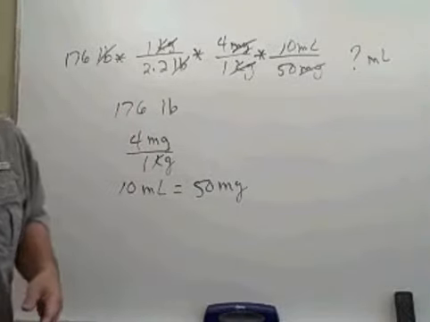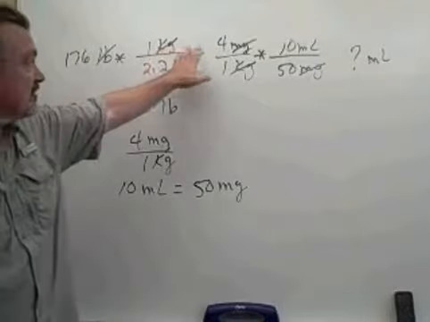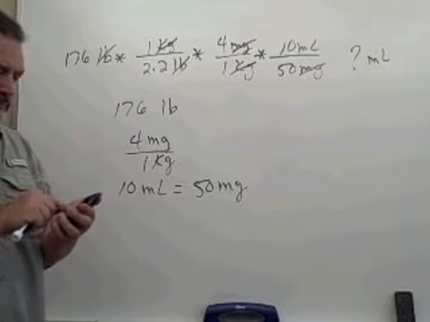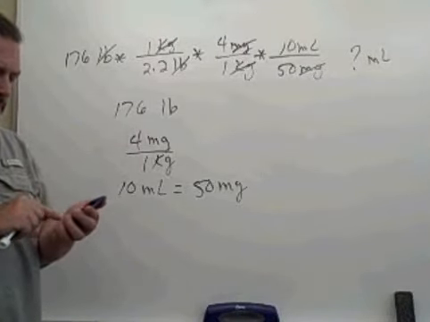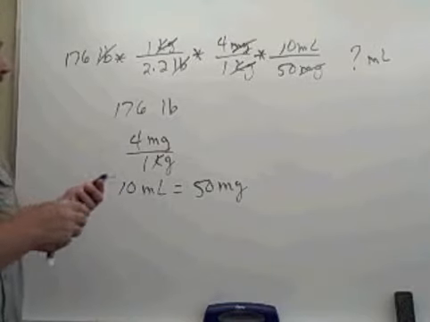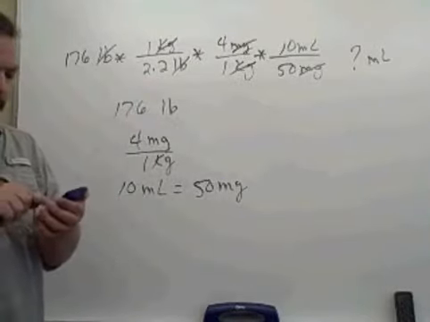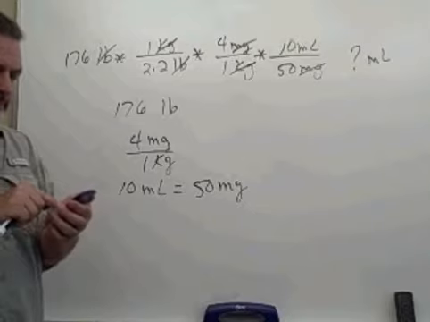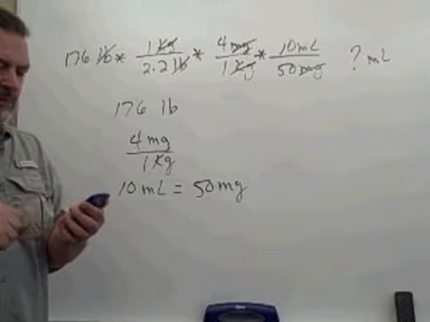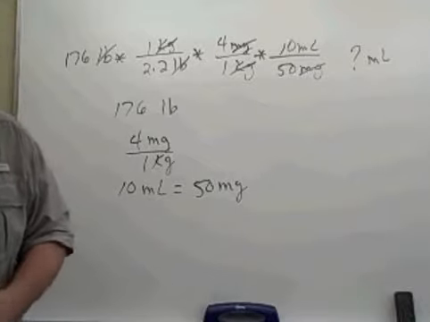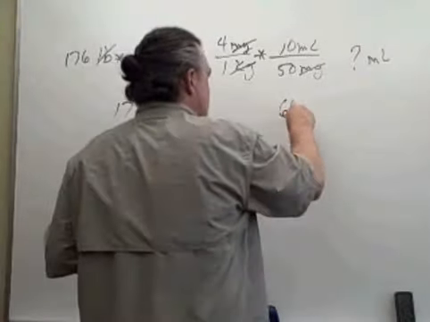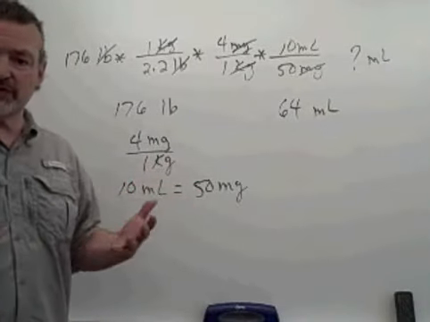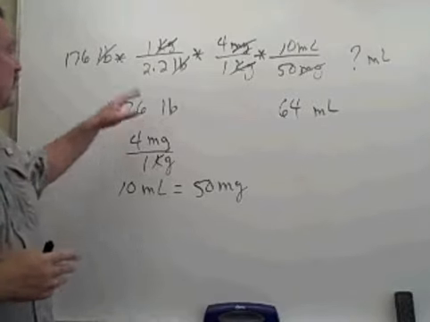So now we're ready to do our arithmetic. So we need to multiply 176 times 4, then times 10. That's 7,040. And now we can divide that by 2.2. And then divide that answer by 50. And we get 64. So this patient would be given 64 milliliters of the liquid to make sure that they were getting the right amount of the pure drug for their weight.